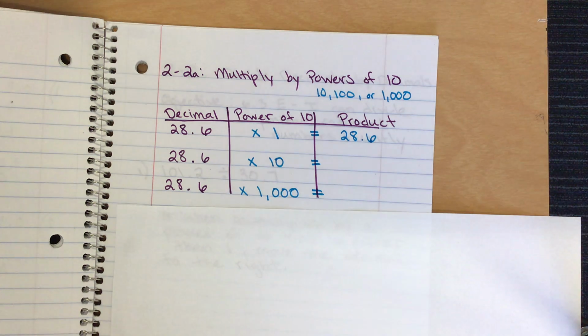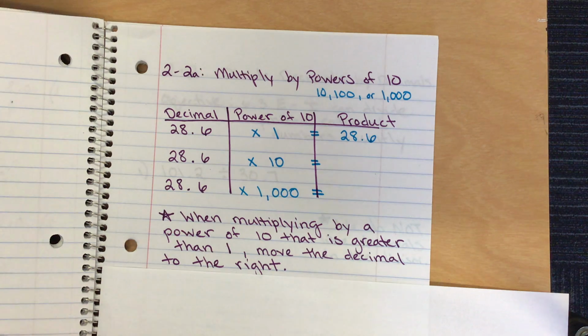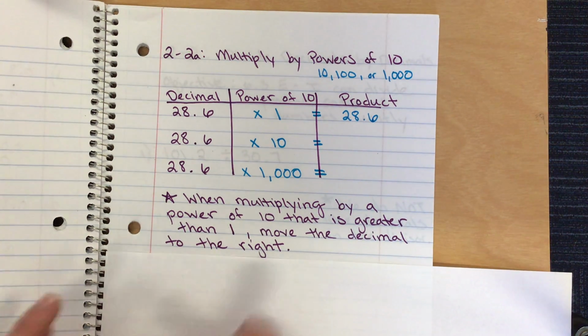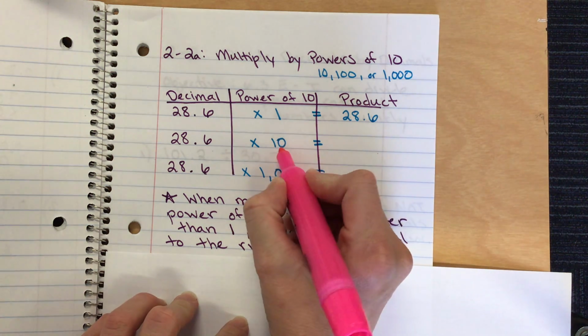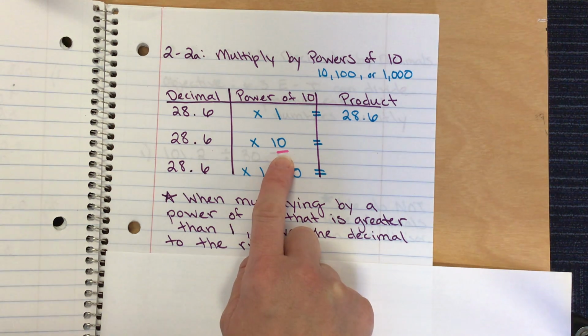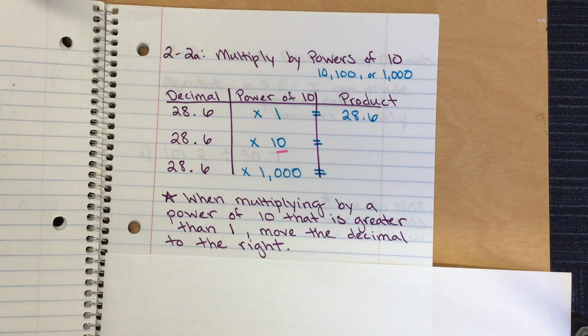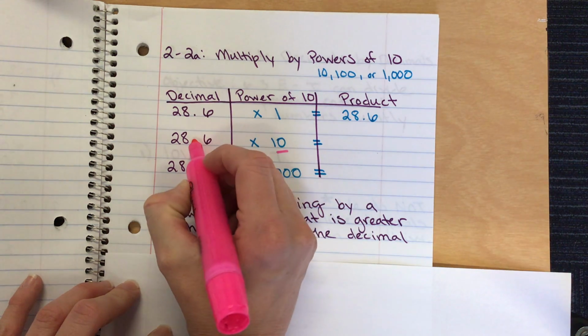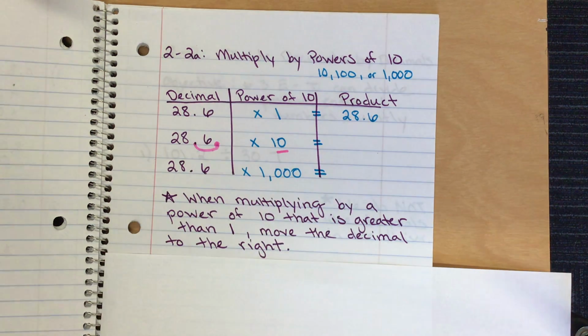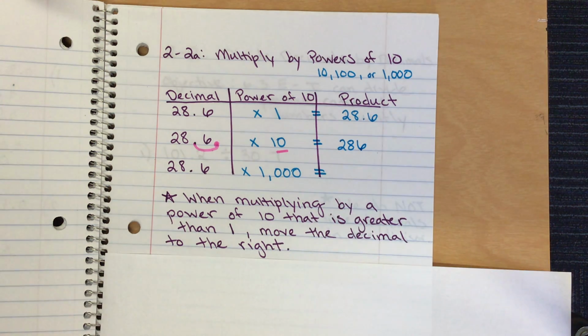And we're going to move our decimal to the right because we're multiplying by a power of 10 that is greater than 1. Okay, that's our rule. And you move your decimal the same number of places as the number of zeros I have. So I have 1 0 in this power of 10, so that means I'm going to move my decimal 1 place to the right. So 28 6/10 becomes 286.